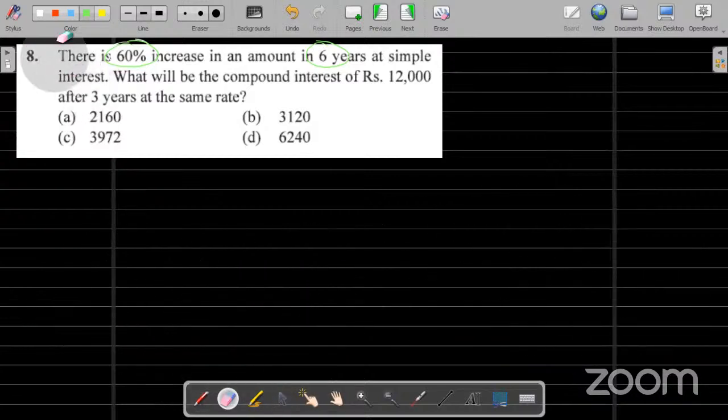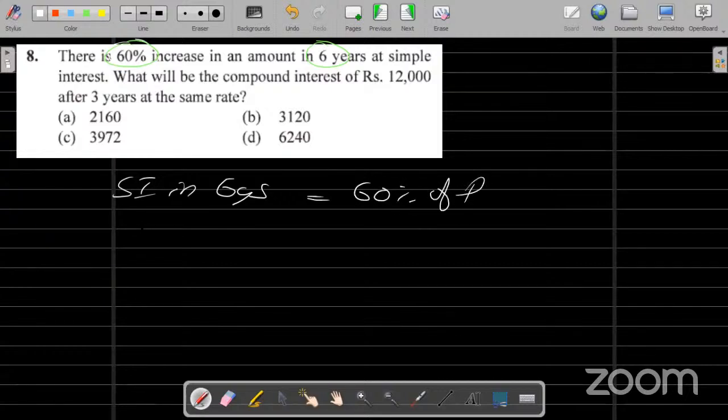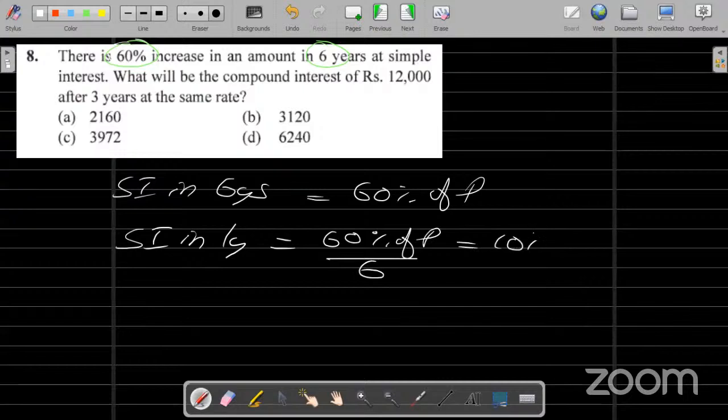If it is simple interest, every year the simple interest I am getting will be the same. Simple interest in 6 years is 60% of P. So simple interest in 1 year will be 60% of P by 6. That will be 10% of P. So we'll get the answer without writing anything.